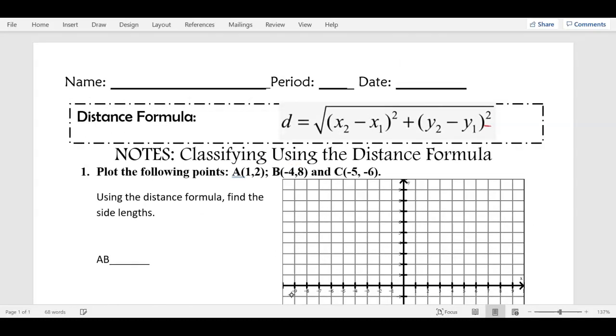So right now, everybody, I want you to write this down. On your notes, you're going to write D equals the square root of, in parentheses, x2 minus x1, squared, plus y2 minus y1, squared, all in parentheses. Can everybody write this down at the top of your page right now? Top of your page. You may have done this in Algebra 1.